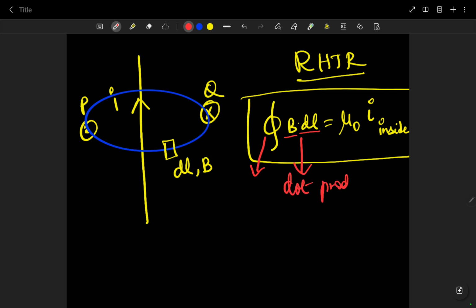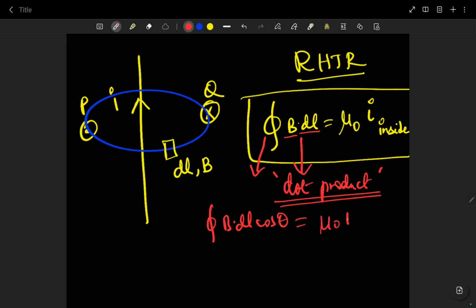Yeah. So in your chapter 4, grade 11, when something is a dot product, it will have a cos theta, right? So this will be B dl cos theta equals mu naught I, and this theta is between B and dL. I just told you that dL is in this direction and B is also in the same direction. So when B and dL are in the same direction, theta will be 0, and cos 0 is what? It is 1, right? So that simplifies the law basically.